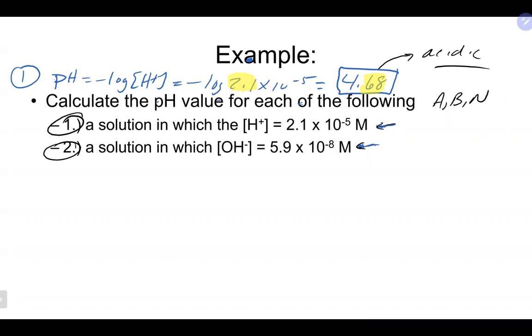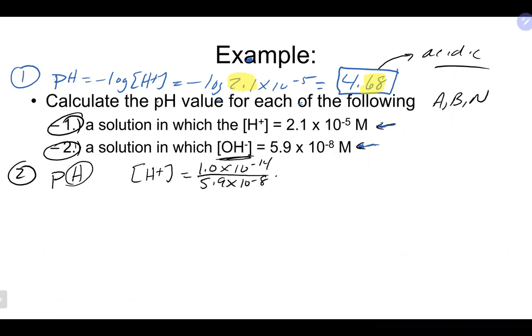All right, so for number 2 here, we are not given the H plus. So remember that pH actually tells you what you need: you need the H plus concentration, not the OH minus concentration. So at this point, you could use Kw to get to the H plus concentration, which would be 1 times 10 to the minus 14 divided by 5.9 times 10 to the minus 8, giving you, we'll call it, 1.7 times 10 to the minus 7 molar.